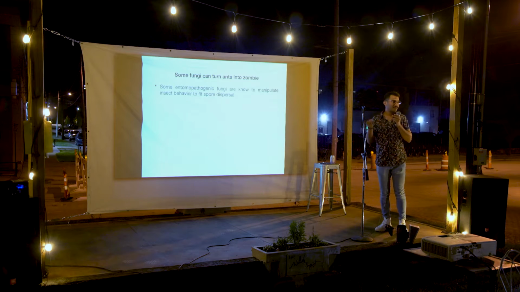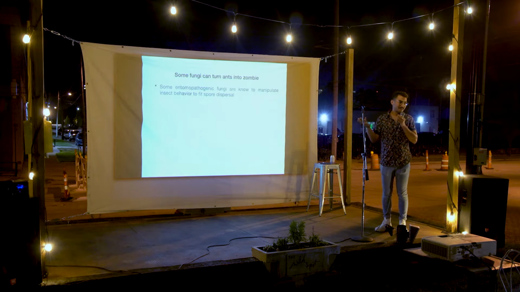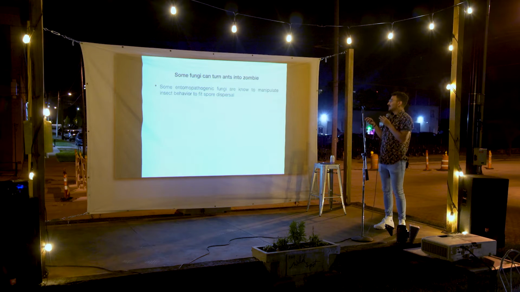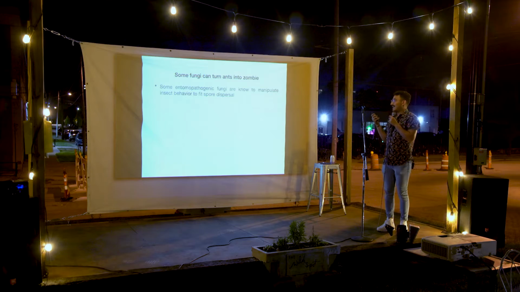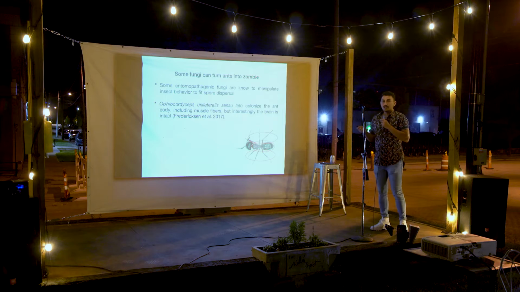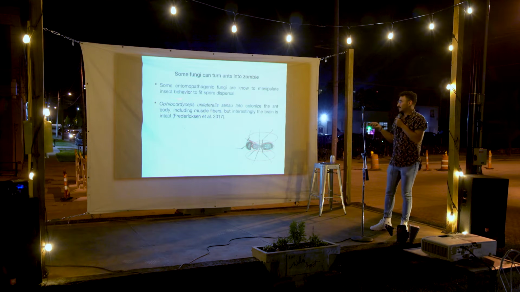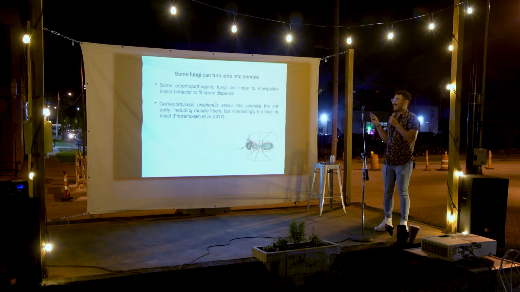Now, the fun part of entomopathogenic fungi are the zombie ants. Some fungi can turn ants into zombies, and they're known to manipulate insect behavior to fit spore dispersal in this case. This fungus, called Ophiocordyceps unilateralis, can colonize the insect body, all the parts of the ant in this case, but it leaves the ant's brain intact.